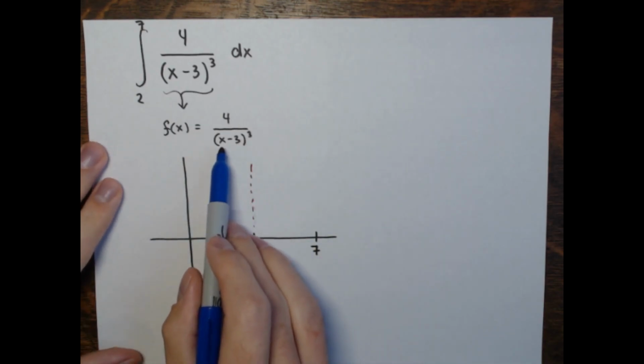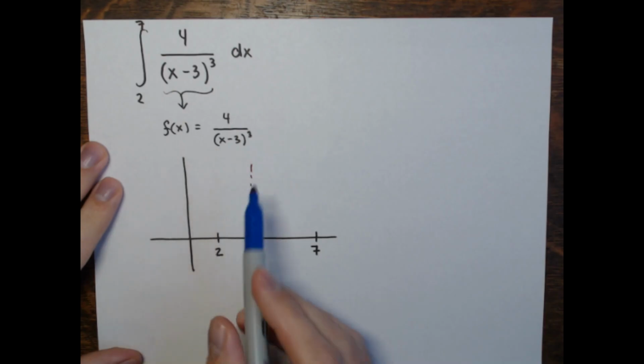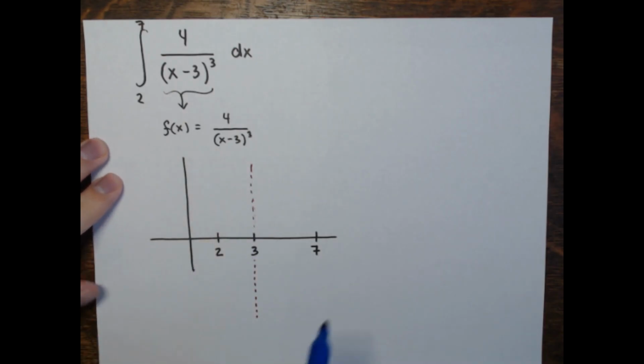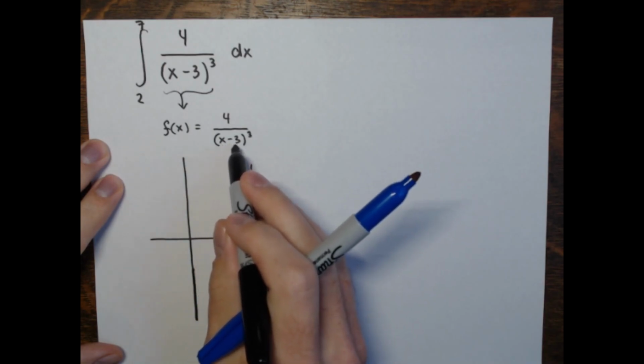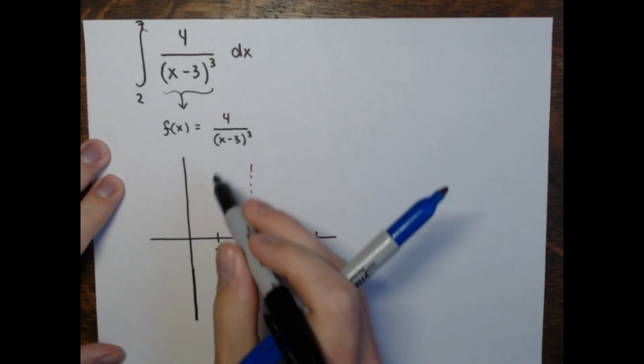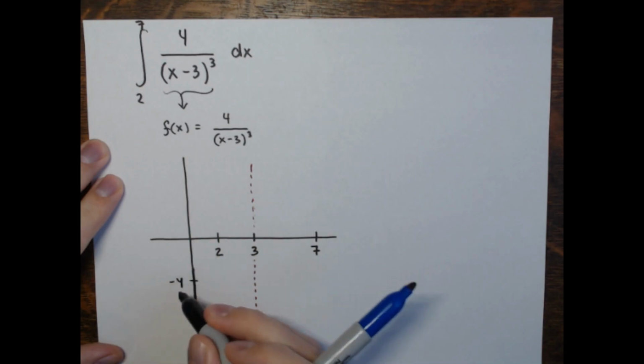Now when x is 2, you'd have negative 4 as your output. 2 minus 1 is negative 1. 2 minus 3 is negative 1. Cubed would be negative 1 still, right? So you'd have an output of negative 4.